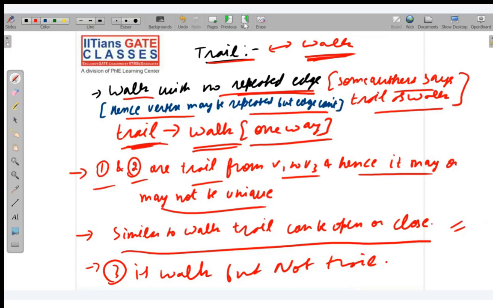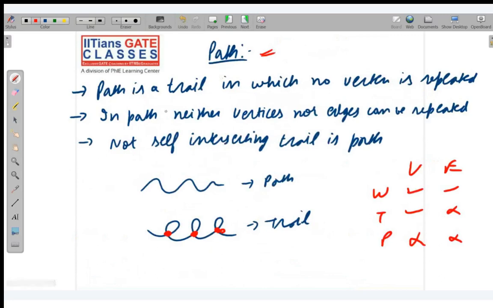Take a snapshot. I will jump to the next slide. Okay, so what is a path? Path is a different term. See, I have written here clearly. For vertices and edges: in a walk, both can be repeated. In a trail, vertices can be repeated, but edges cannot be repeated. In a path, nothing can be repeated, neither vertices nor edges.